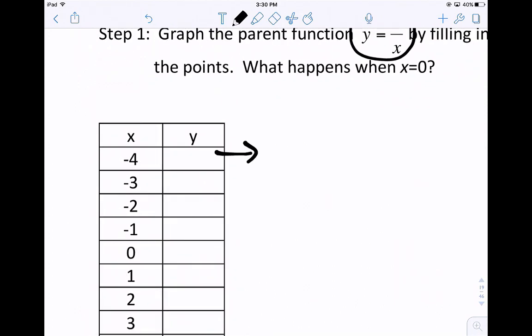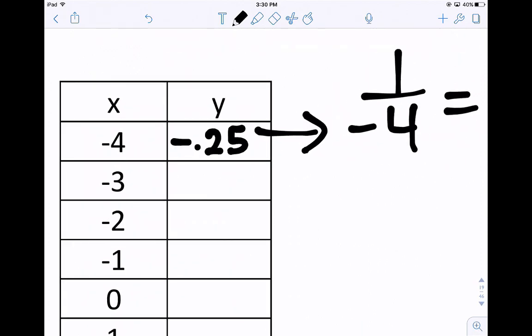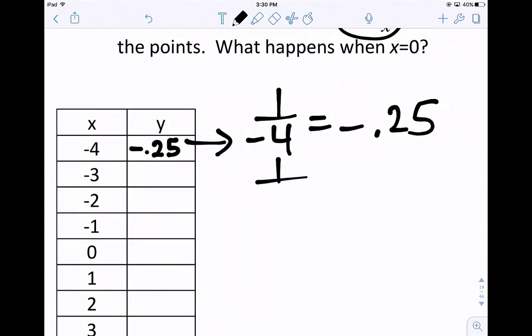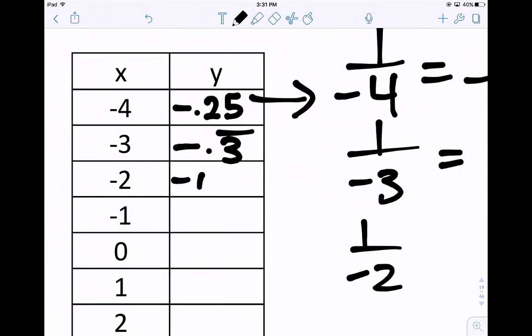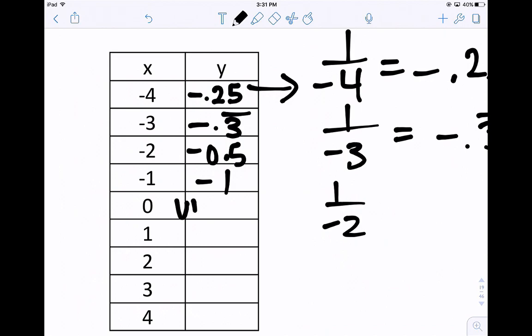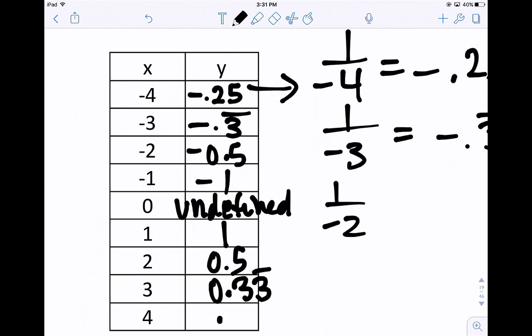If we plug in a negative 4, this is 1 over negative 4, which is negative 0.25. So let's put that here. If we plug in a negative 3, this is 1 over negative 3, which is negative 0.3 repeating. If we plug in a negative 2, we get negative 0.5. If we plug in a negative 1, we get negative 1. If you plug in a 0, it's undefined, because if you try to divide by 0, the number's so big, we say it's undefined. 1 divided by 1 is 1. We have 0.5, we have 0.3, and we have 0.25.